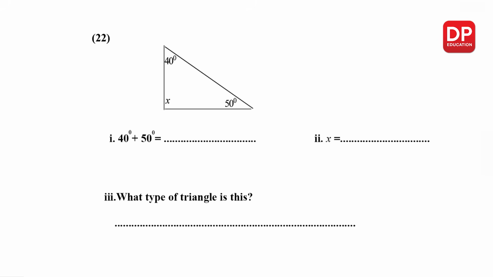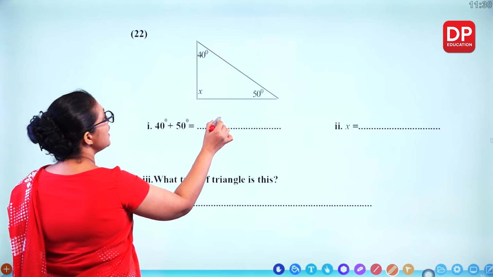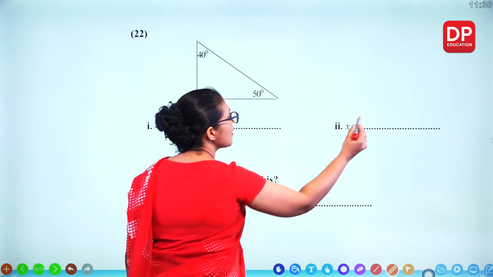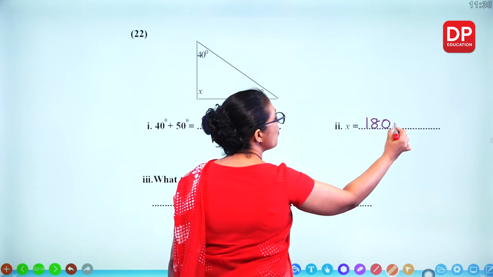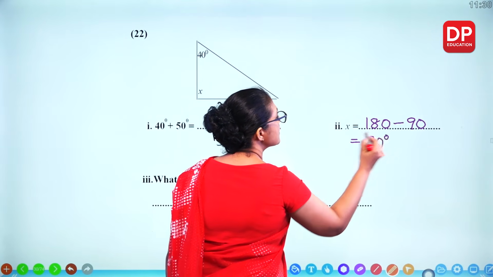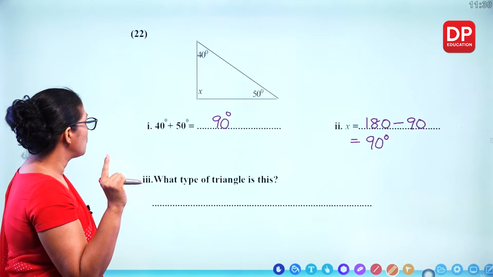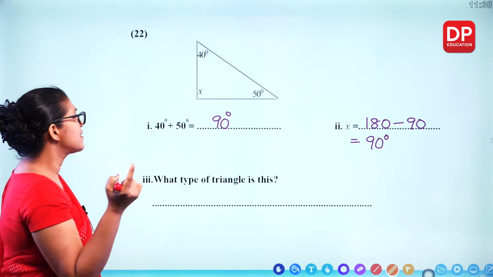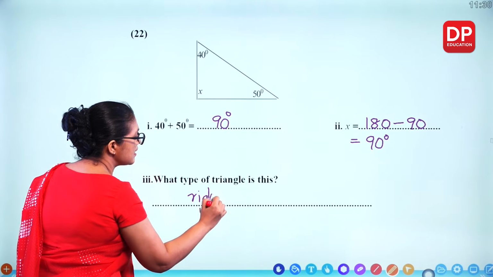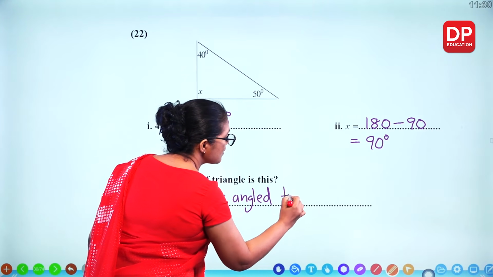Look at this one. 40, 50 given. So what is 40 plus 50? 90. So what is x? 180 is the total minus 90. You get 90 degrees. So that's a right angle there. What type of triangle is this? So 90 is there means right angled triangle.